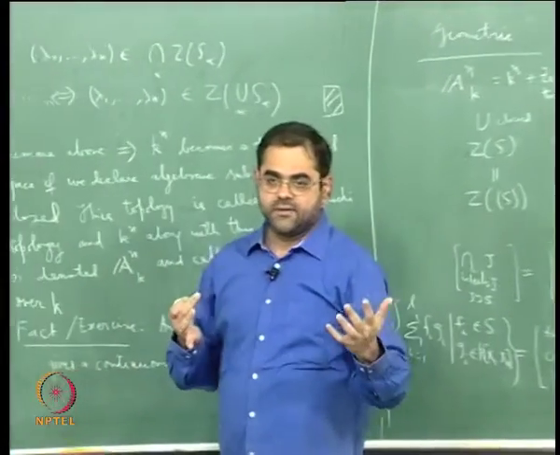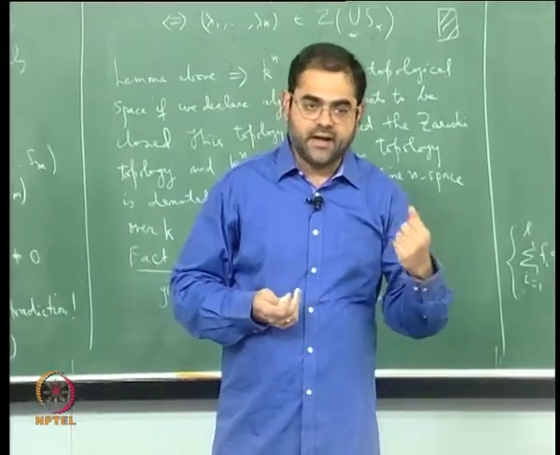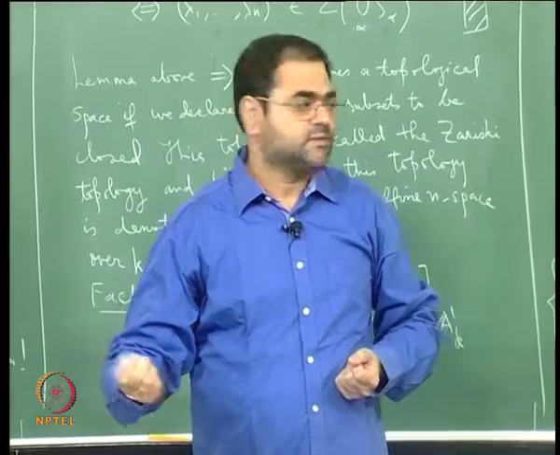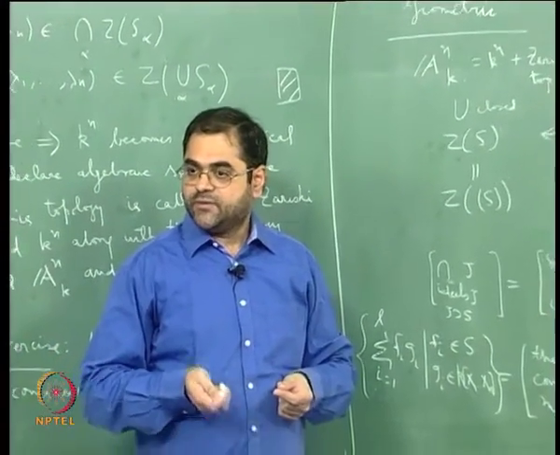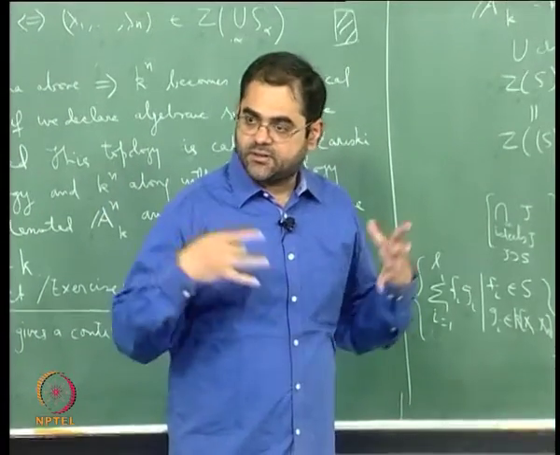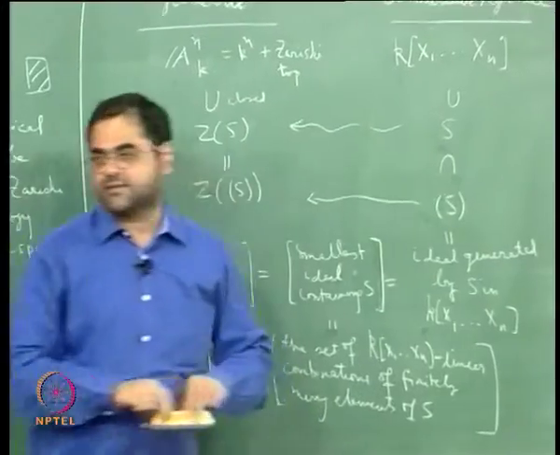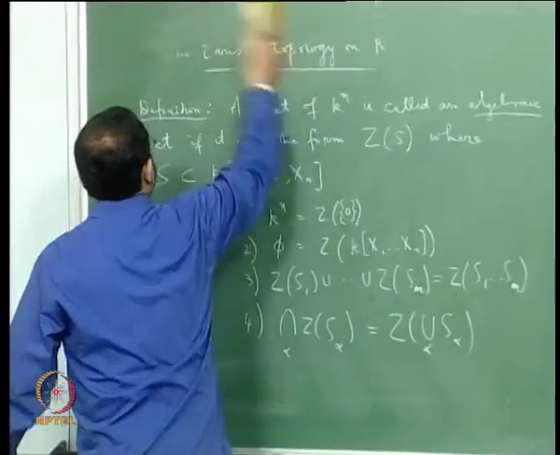So you already have the picture on both sides becoming clearer. On one side you are studying ideals of the polynomial ring in n variables, on the other side you are studying the closed subsets of affine space, okay. So this is how ideal theory enters into the picture, okay, but it does not enter without its share of apprehensions, and they are as follows.